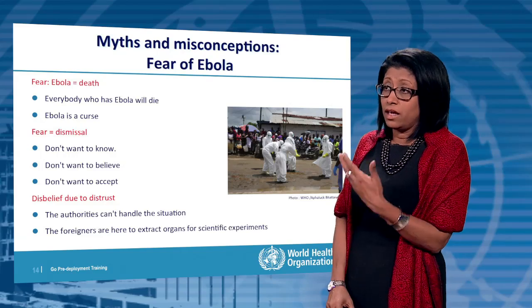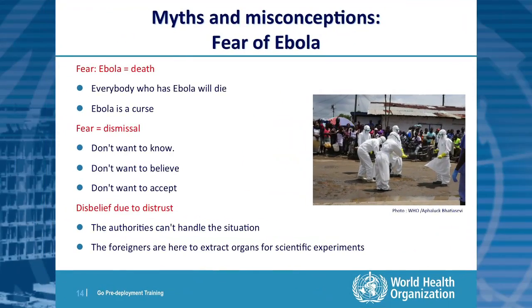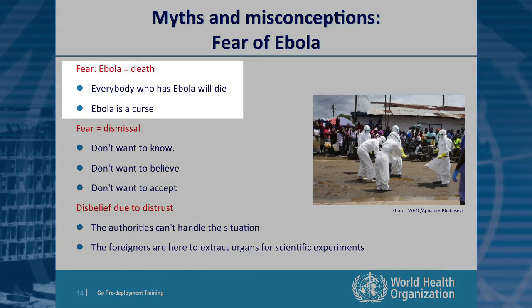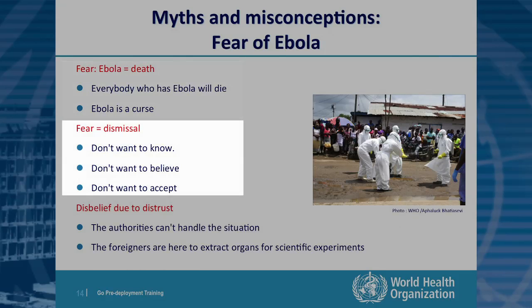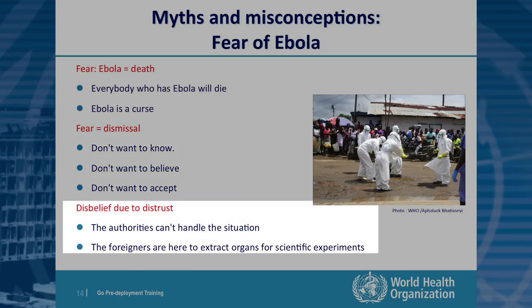There are myths and misconceptions about Ebola, and there have been many knowledge, attitude, practice surveys called KAP surveys that experts have done. So there was a perception, a fear, that Ebola equals death, because initially what we knew about Ebola is as many as 90% of people who contract the disease will die. So basically everybody will die, and that Ebola is therefore a curse. There was also dismissal. I don't want to know, I don't want to believe, and I don't want to accept this. There was also disbelief due to distrust. Distrust that authorities can handle the situation, or that foreigners are here either to bring the disease or to do something harmful, like extract organs for scientific experiments.